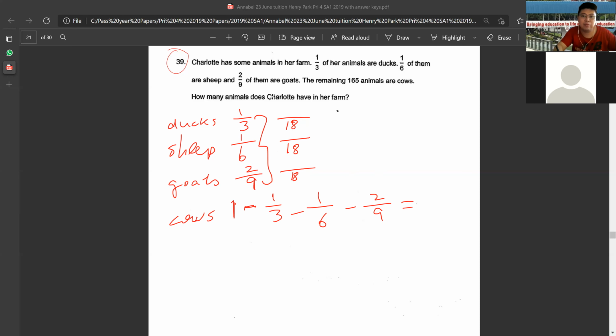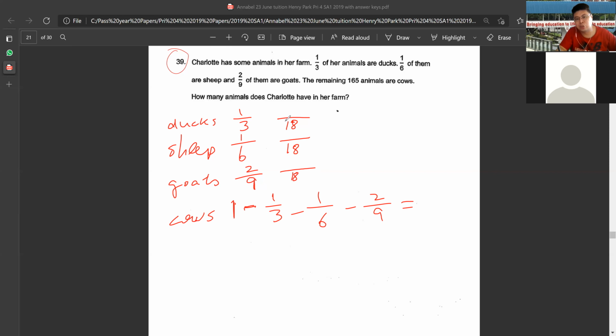Get it? Please go and memorize your multiplication timetable. Have you memorized it? A little bit. I want you to memorize. If not, it's very hard to continue this lesson with you already.